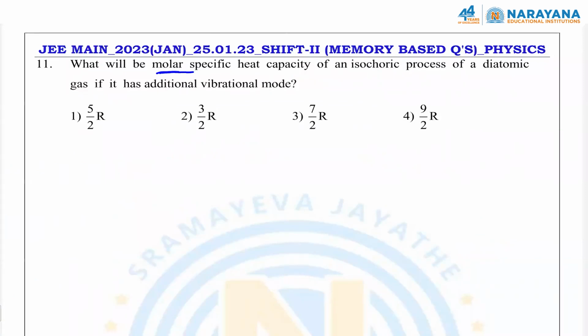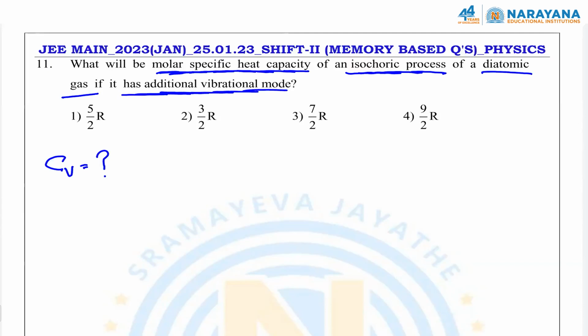We want to find the molar specific heat capacity for an isochoric process. So we want Cv of a diatomic gas, and we want the vibrational mode also taken into account. So the molar heat capacity is f times R by 2, where f is the number of degrees of freedom.